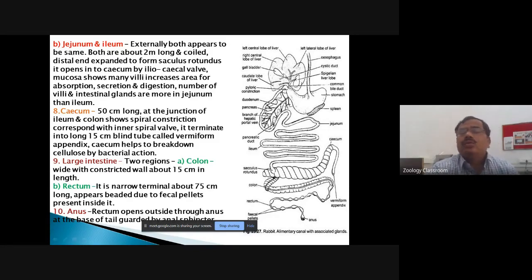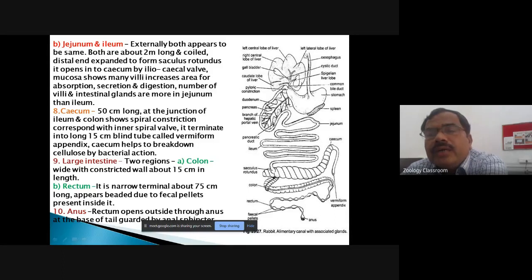Again, look here at this figure. The two digestive glands shown in this figure are the liver, the first one, and the pancreas. Now let us consider the outline of the liver. As usual, the liver consists of a right lobe and a left lobe. If you see this left lobe, it is further subdivided.